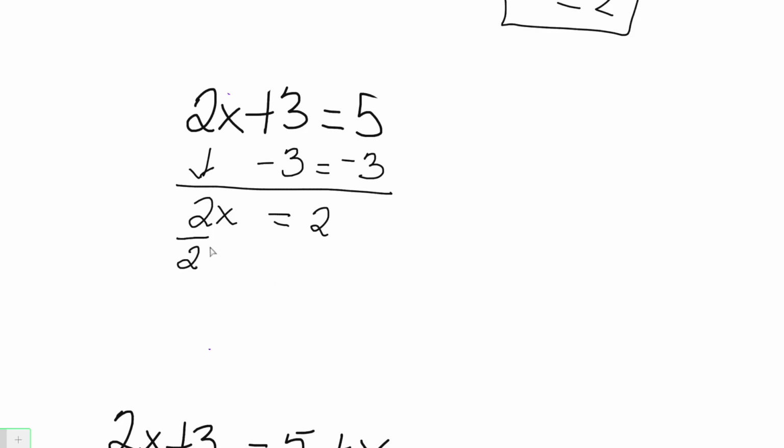There you go. And as you know with algebra, what you do to one side, you must do to the other. So 2 divided by 2 is 1. And 2 divided by 2 is also 1. So I'm left with x equals 1.